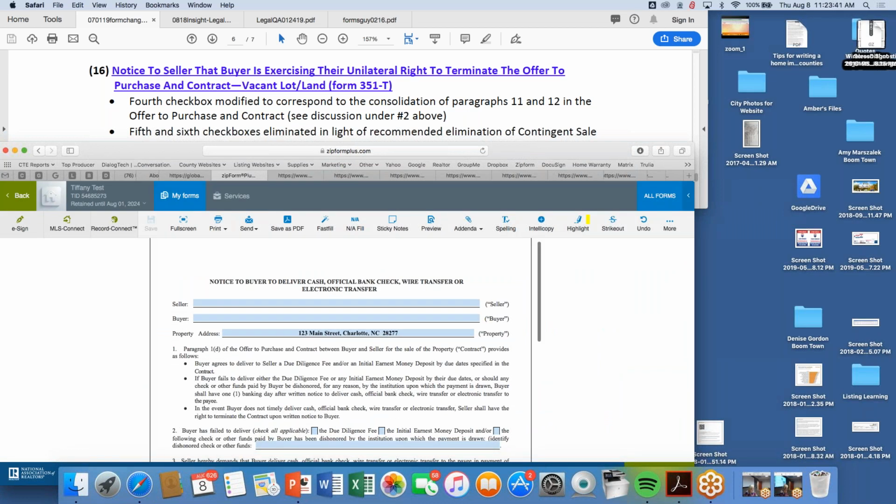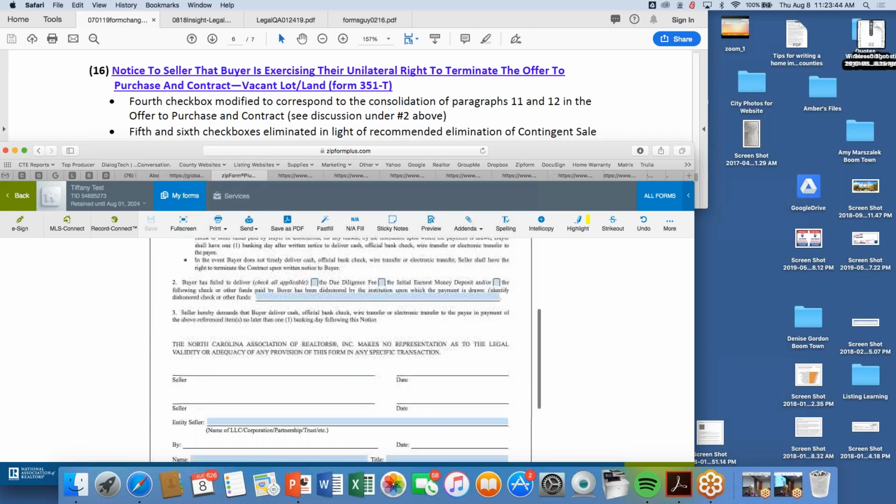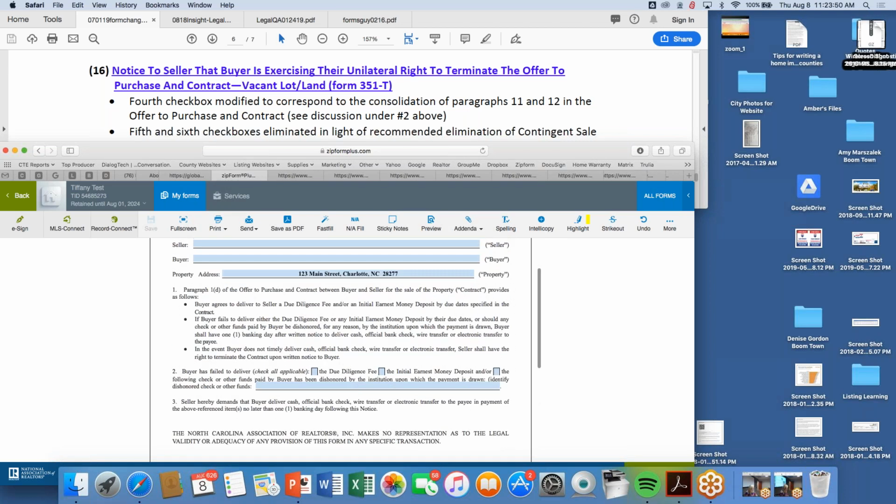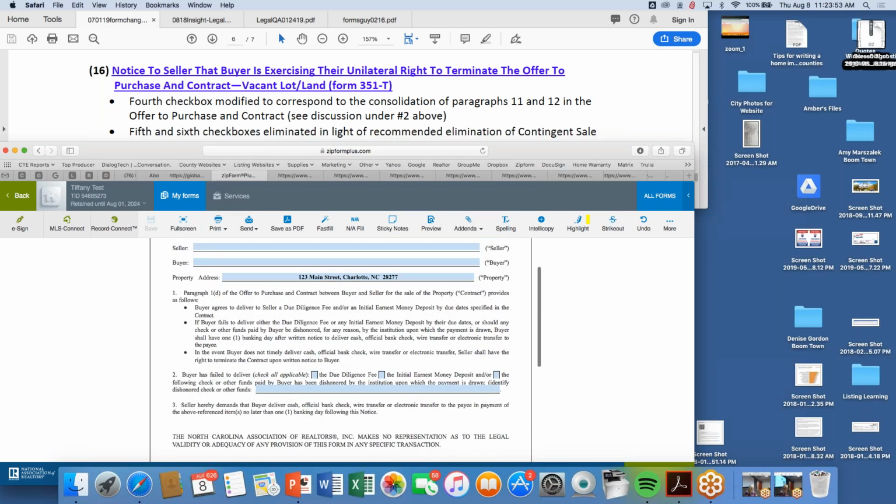So in this one, we have paragraph 4. I'm sorry, I'm looking at the wrong one. So in this one, it's paragraph 1. And so basically, this is just changed to say in the second and third bullets, and paragraph 3 to conform word changes. So it's basically saying if buyer fails to deliver either due diligence fee or any initial earnest money deposit by their due dates, or shall any check or other funds paid by buyer be dishonored for any reason by the institution upon which the payment is drawn, buyer shall have 1 banking day after written notice to deliver cash, official bank check, wire transfer, or electronic transfer to payee.